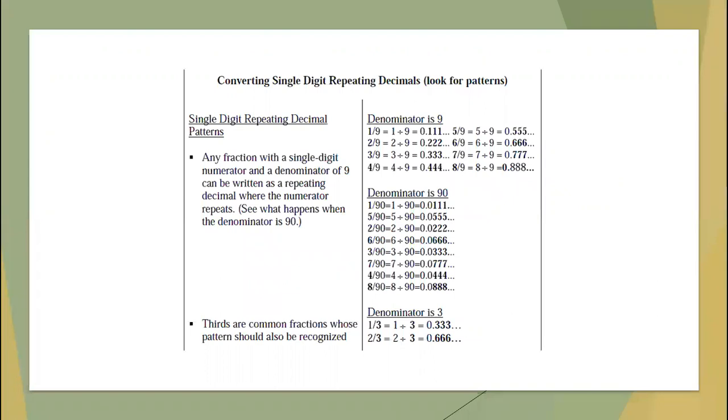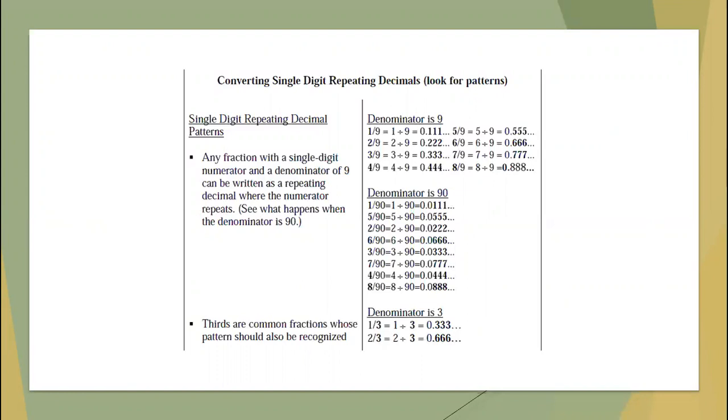Converting single-digit repeating decimals, look for patterns. So this is actually from the page I was telling you, page 70. So over here you see when the denominator is 9, whatever the numerator is, that will be the repeating decimal. Any fraction with a single-digit numerator and a denominator of 9 can be written as a repeating decimal where the numerator repeats.